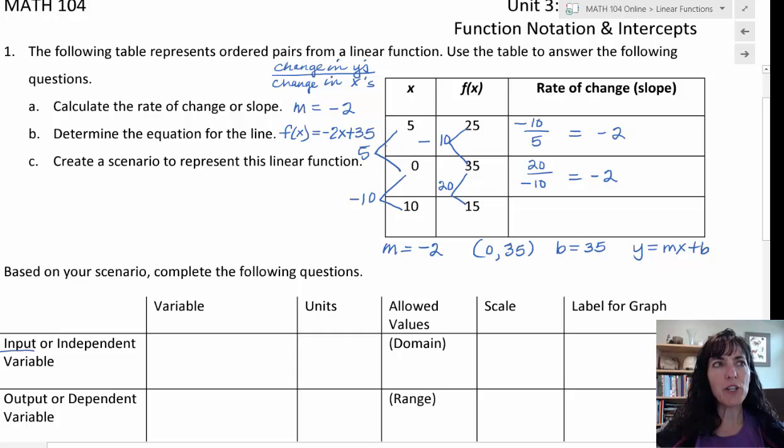Okay, so that equation is in function notation. It has the f of x at the start, and the variable inside the function part is an x, which matches what I have on my table here.